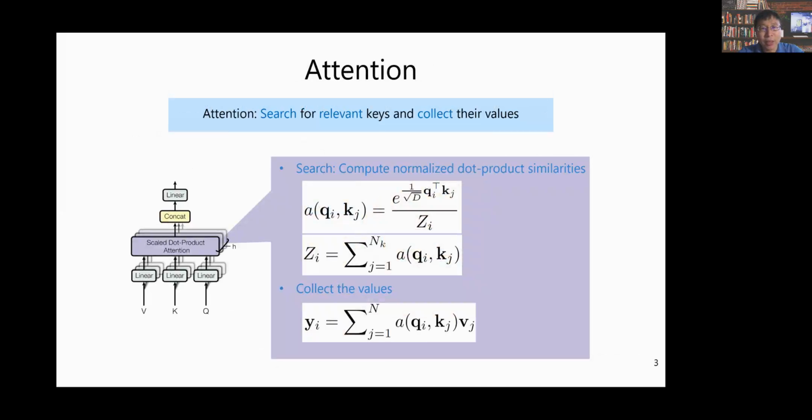Basically, the attention can be viewed as searching for relevant keys and connect their values. Here, let me introduce the process. First, we compute the similarity between the query and each key, and then normalize the similarities. In the second step, we update the embedding for the query by computing the weighted sum, and the weight actually is computed from the similarity.